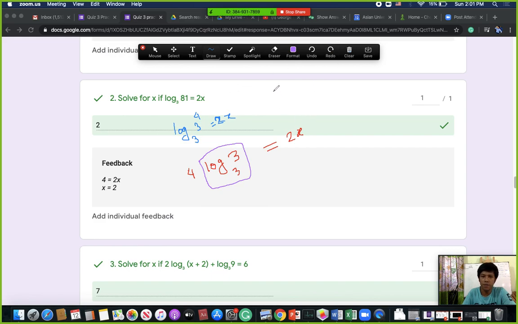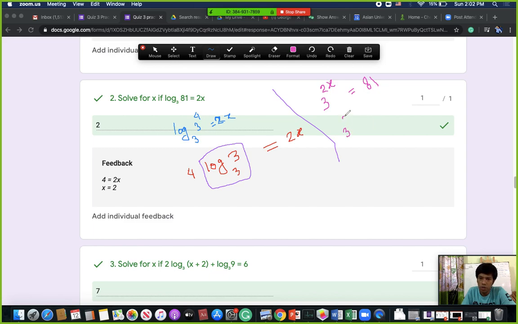And another way to solve this math is like this. See what will happen if we convert it to exponential form. The base remains the base, so this will be 3 to the power twice x equals 81.